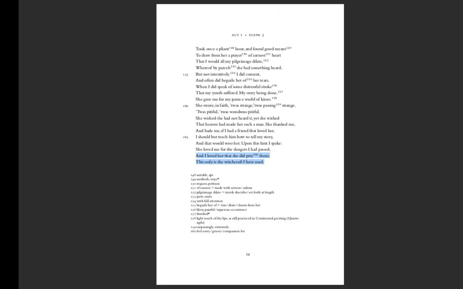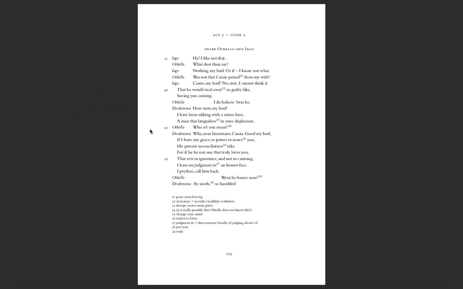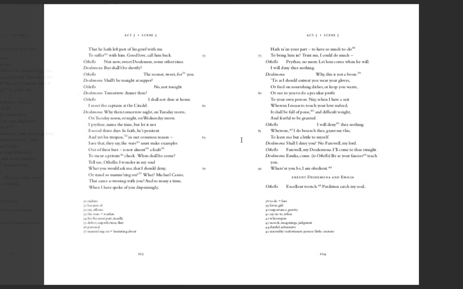So we'll see this a little bit at Act 3 Scene 3. When Desdemona comes to Othello and says, "Why, your Lieutenant Cassio, good my lord, if I have any grace or power to move you, his present reconciliation take." So, Desdemona says, "Look, if I have any grace or power to move you, husband, if I can influence you in any way, you need to forgive Cassio, and you need to reinstate him. He's sorry for what he did last night, and he only wants to be your lieutenant." And Othello says, "Was that him you were just talking to?" And Desdemona says, "Yes." And then Othello says, "Not now, come to me at a different time."